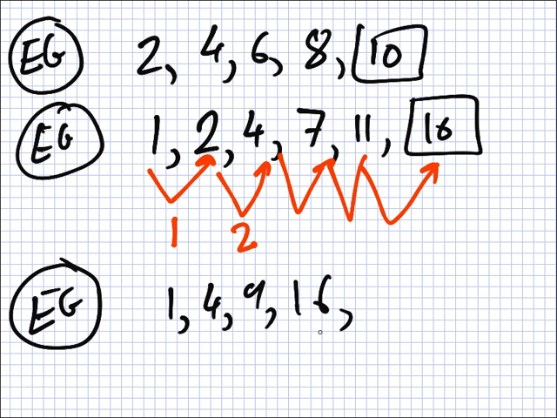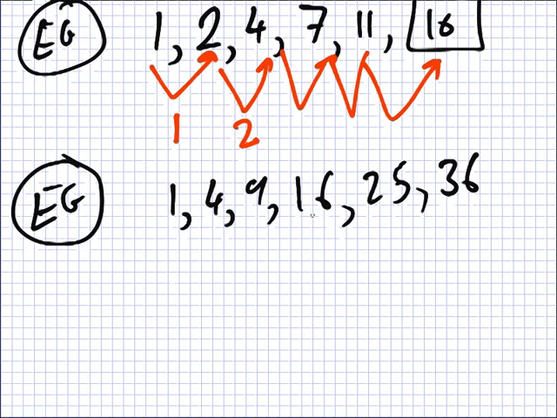Right, what's next? I'll do one more. Okay, what's next? 56. Yeah. 36. What's the rule, Marwan? They're all squares. Yeah. They're all squares. Yeah, okay.